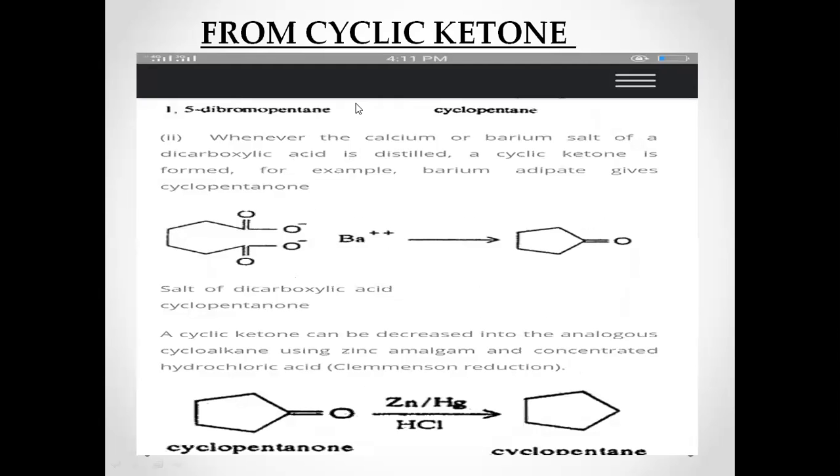From cyclic ketone. Whenever the calcium or barium salt of a dicarboxylic acid is distilled, a cyclic ketone is formed. For example, barium adipate will give cyclopentanone, and when we do the Clemmensen reduction of cyclopentanone, it will convert into cyclopentane.